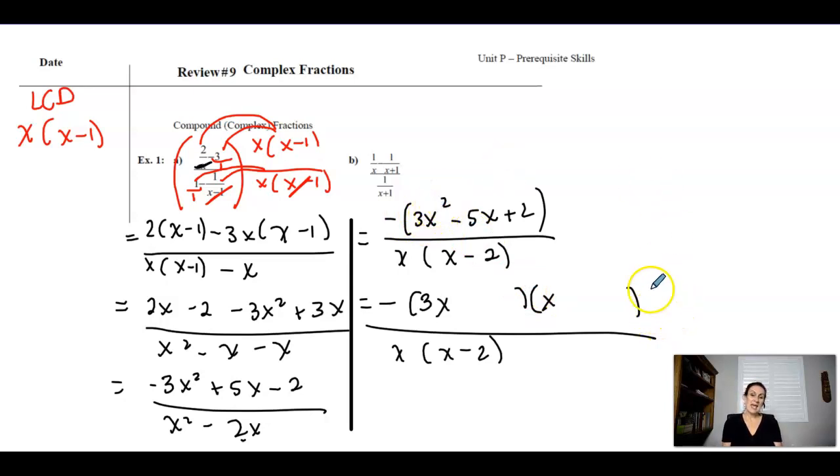Now you have to guess for the 2 times 1. Do I put the 2 here or do I put the 2 here? So that's why it's called guess and check. You may put it in the wrong place and it won't work, and then you have to erase and try it again. Guess and check.